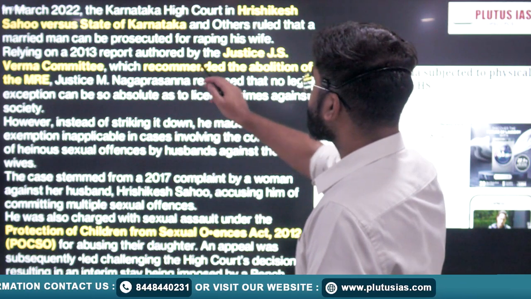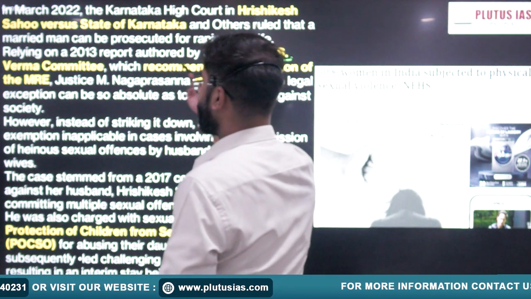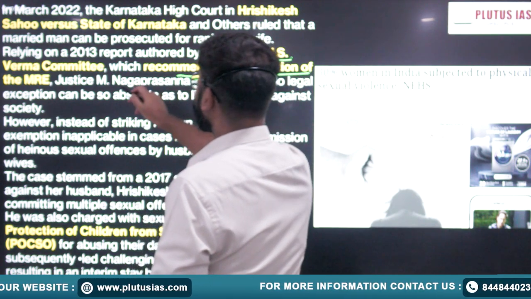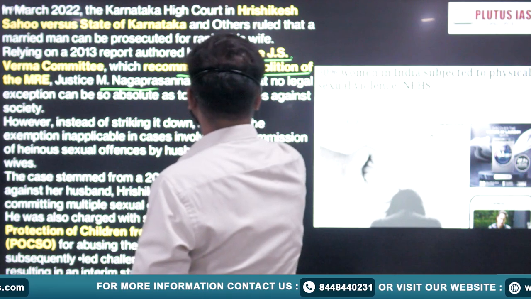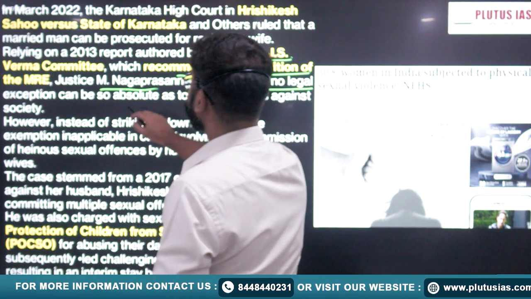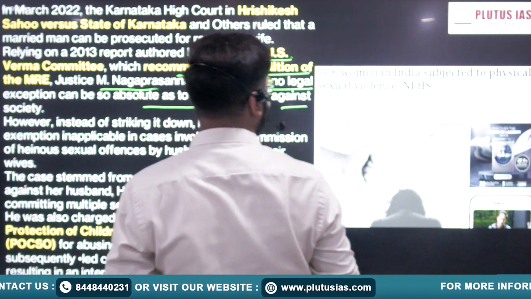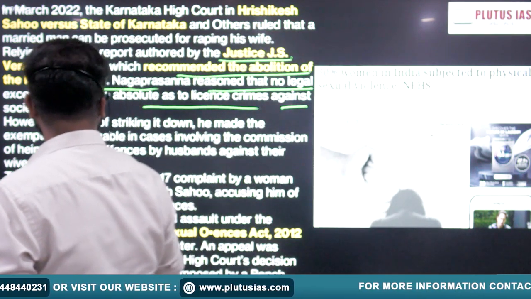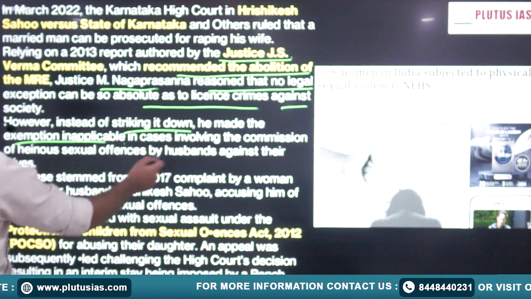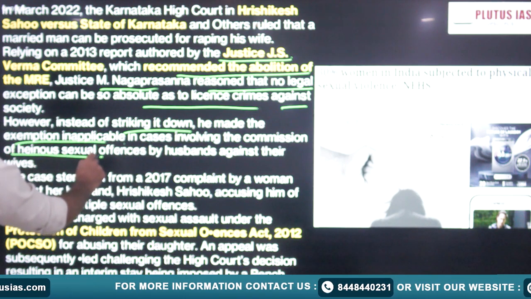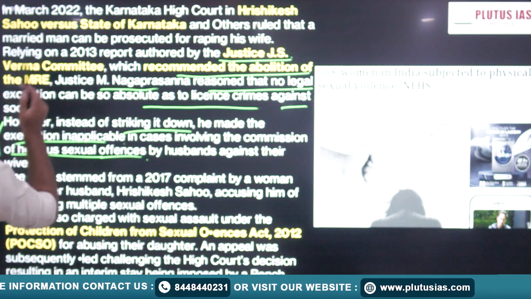Okay? Relying on 2013 report authored by Justice J.S. Verma Committee which recommended the abolition of marital rape exception, Justice M. Nagaprasanna reasoned that no legal exception can be absolute as to license crime against the society. Okay. However, instead of striking it down, he made the exemption inapplicable in the cases involving the commission of heinous sexual offense by husband against their wives. Ye ek aur issue ho gaya.